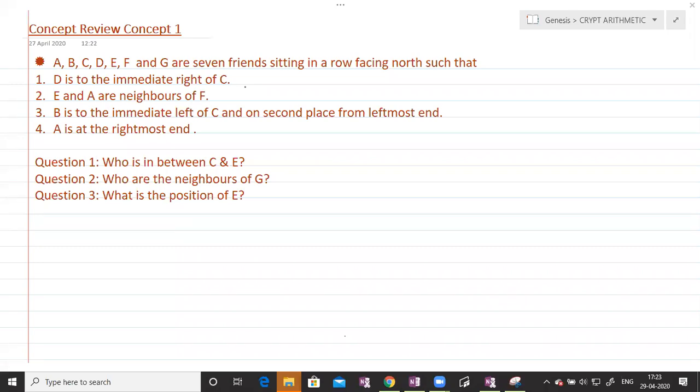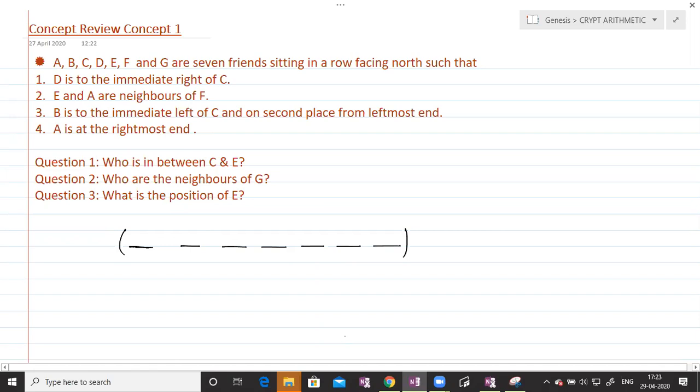Remember, friends, what is happening here? First, create the position. How many positions are there? 7, right? 1, 2, 3, 4, 5, 6, 7. So create the positions. Now tell me which statement gives the definite information.